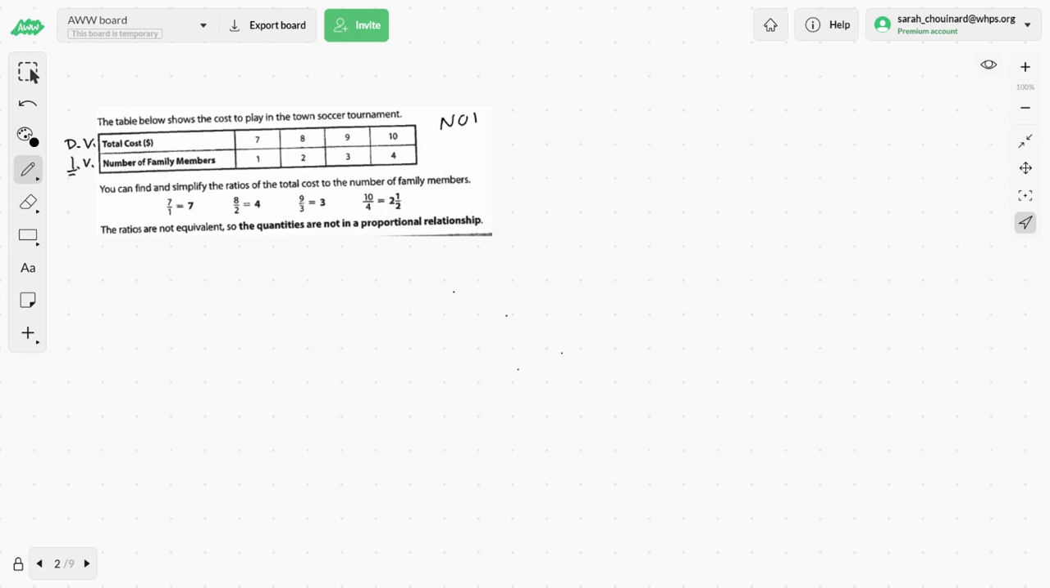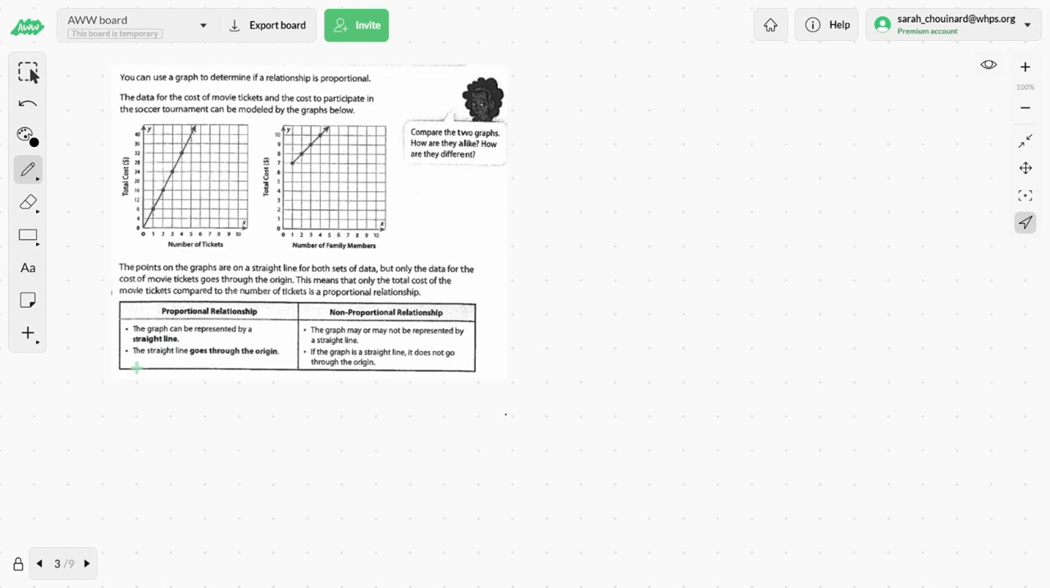So this is not proportional because we didn't come up with the same unit rate or the same COP each time. So therefore, it's not a proportional relationship. So we're not going to be able to write an equation like we were for the last one. And so we can use a graph to determine if a relationship is proportional.